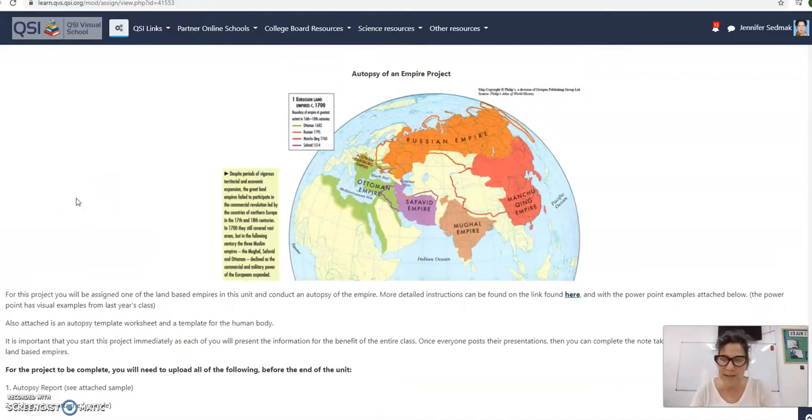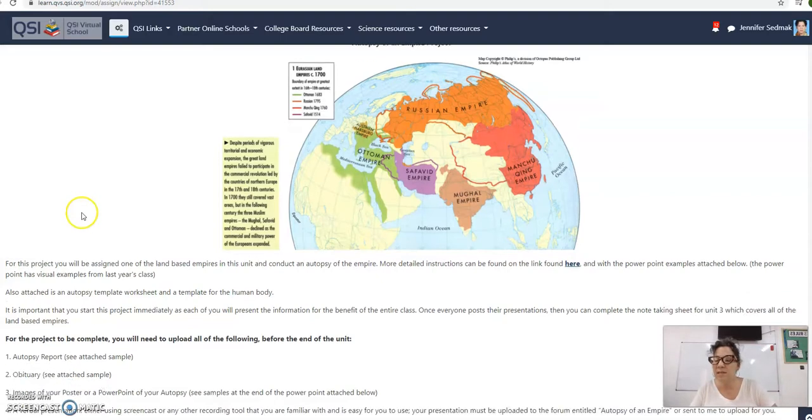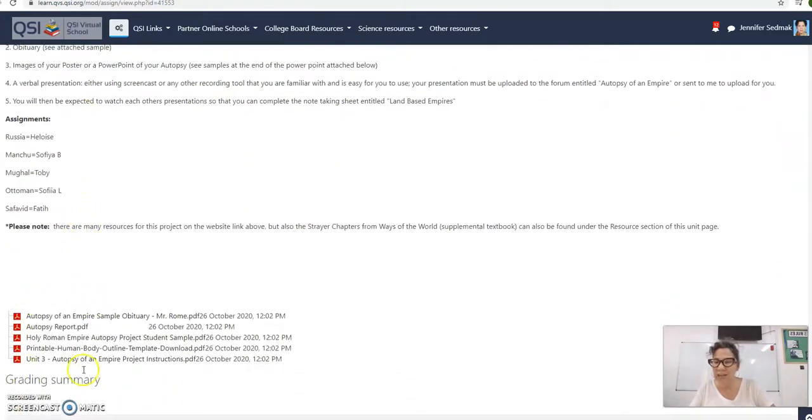And when I say present, I mean, we want to hear you talking about the different empires. So you can create a Jamboard, you can create a PowerPoint, you can make a paper poster if you like. There are some examples attached down here at the bottom, like this Holy Roman Empire one, which is a PowerPoint example of what one of my past students had done. And in this other one here, there are some other examples.